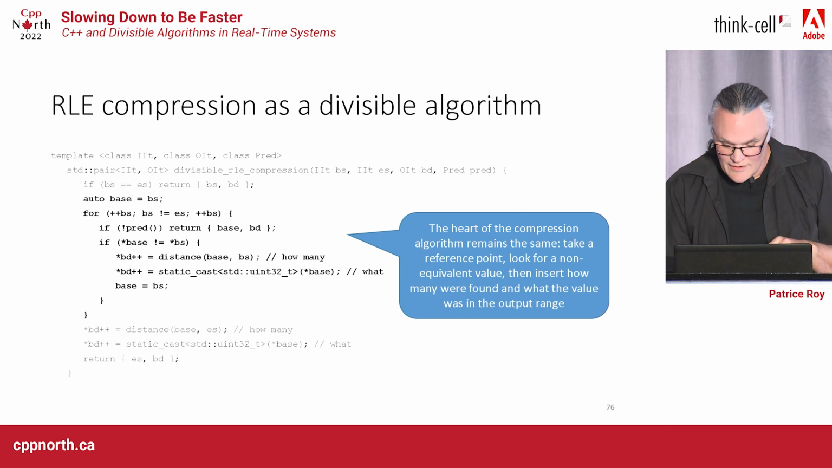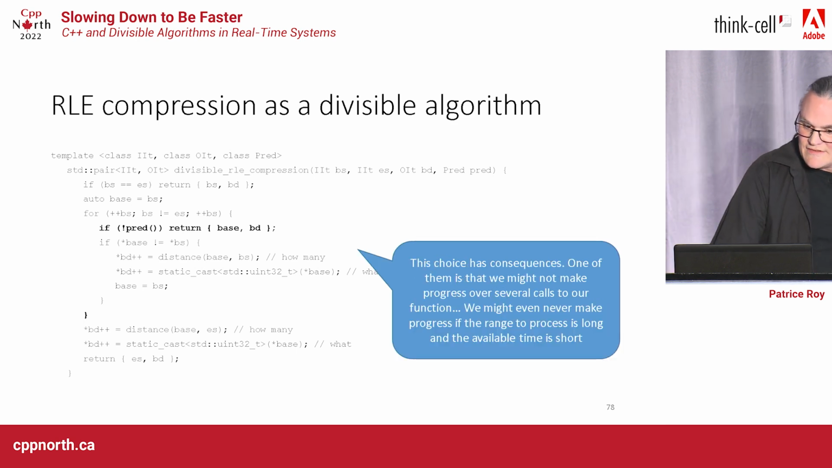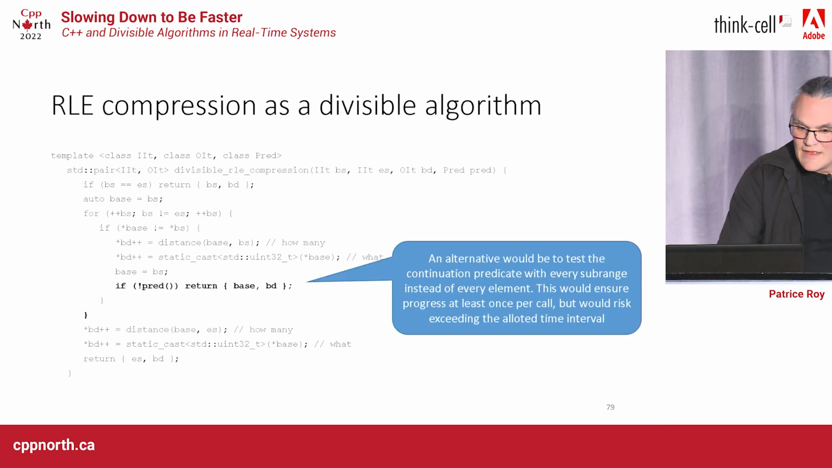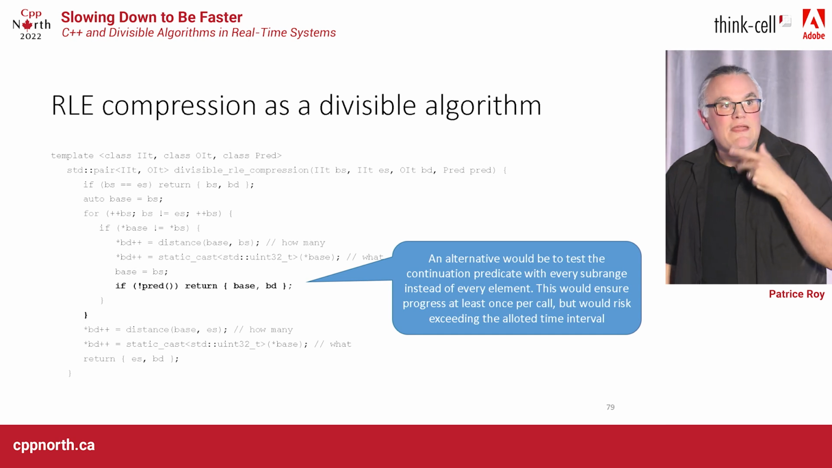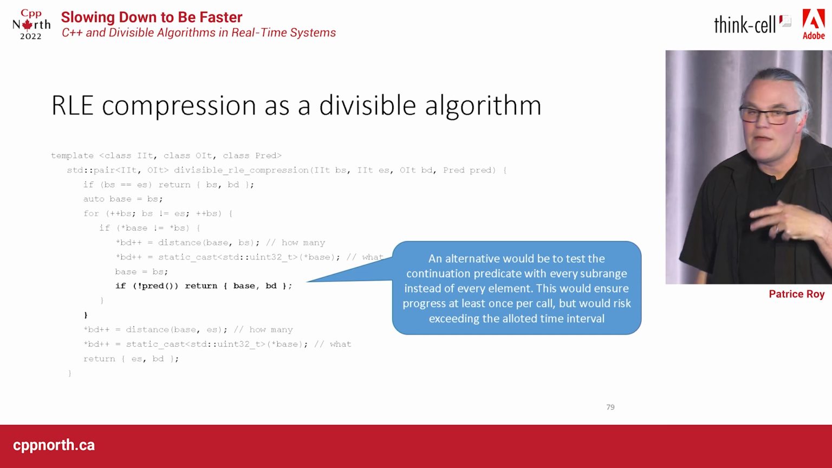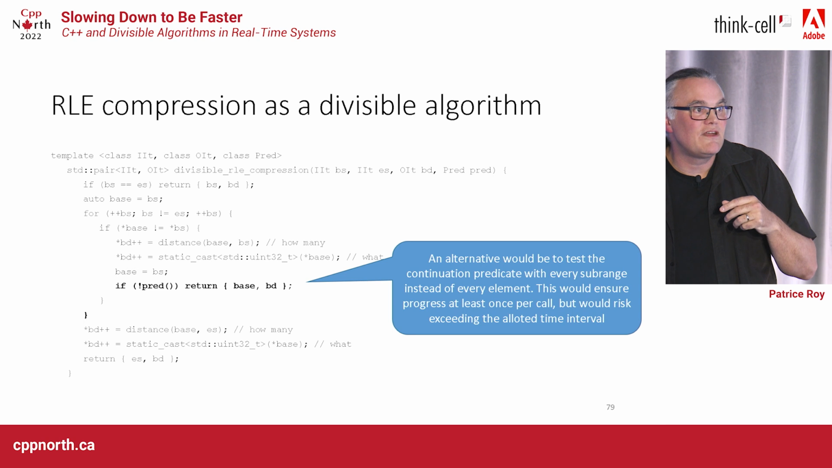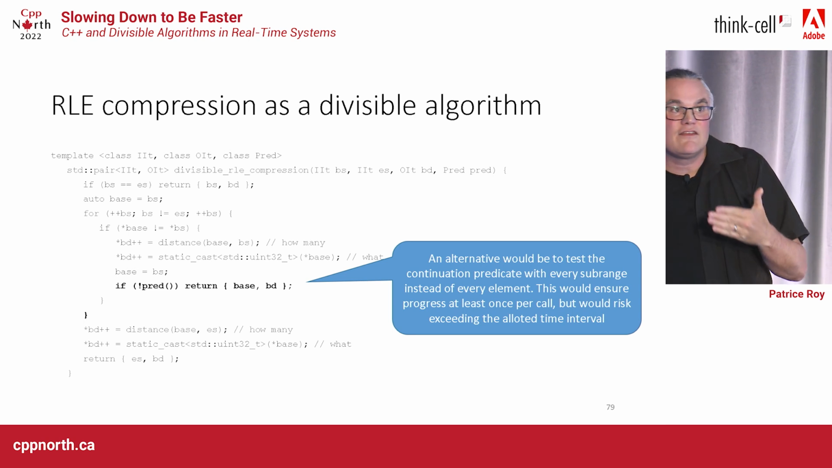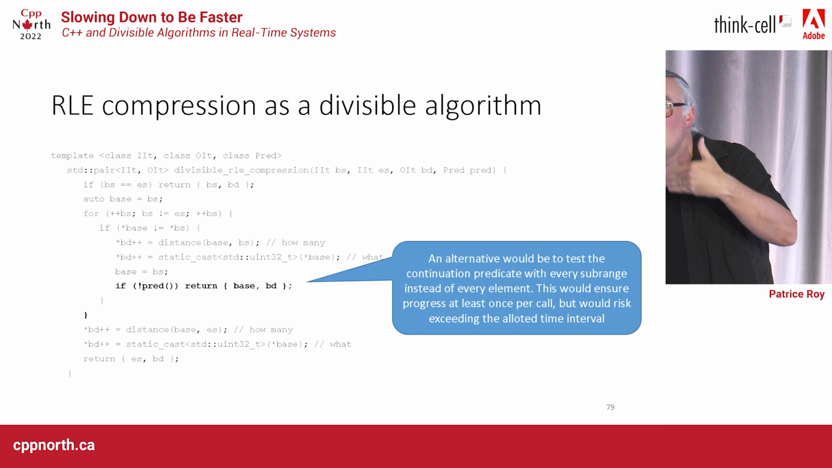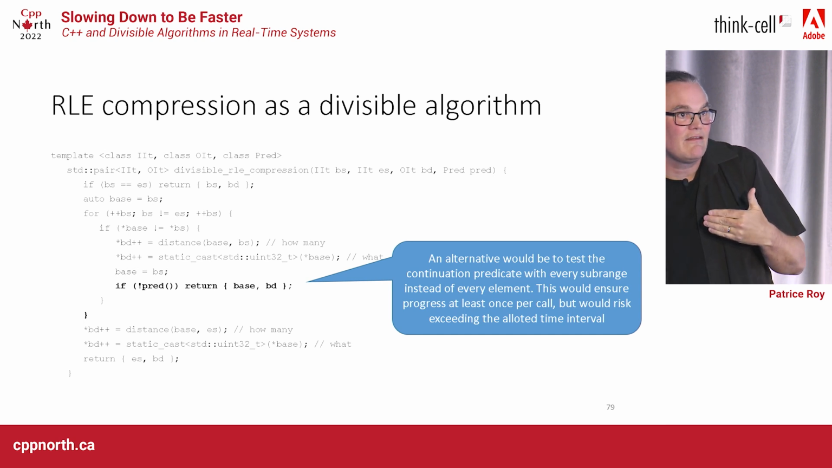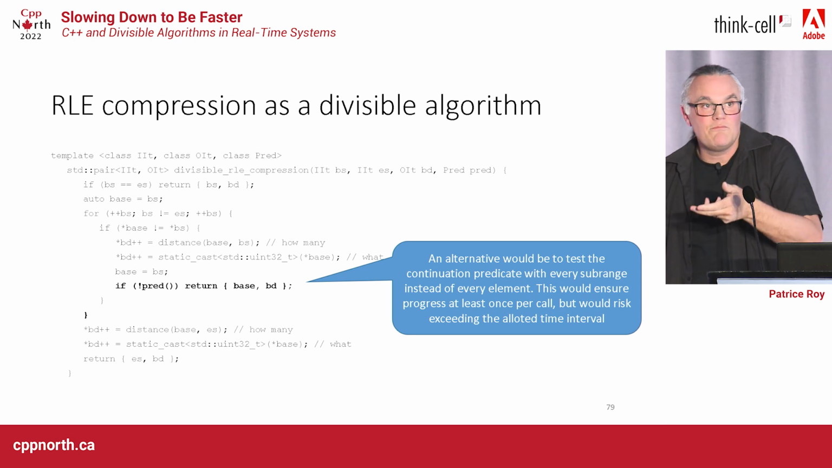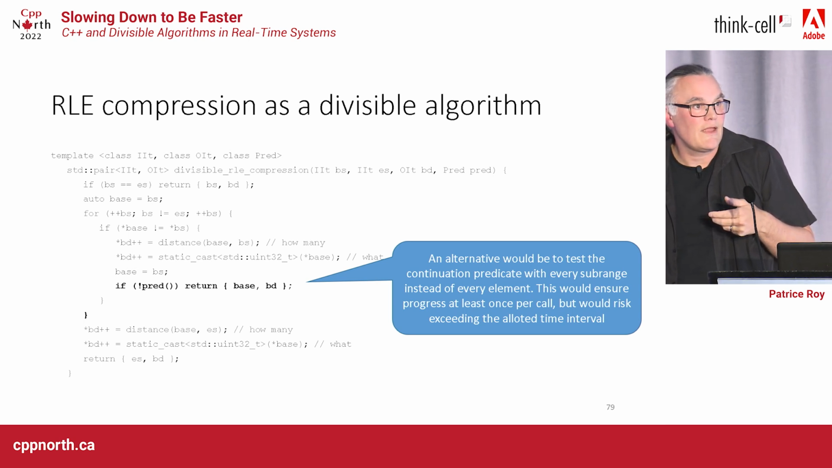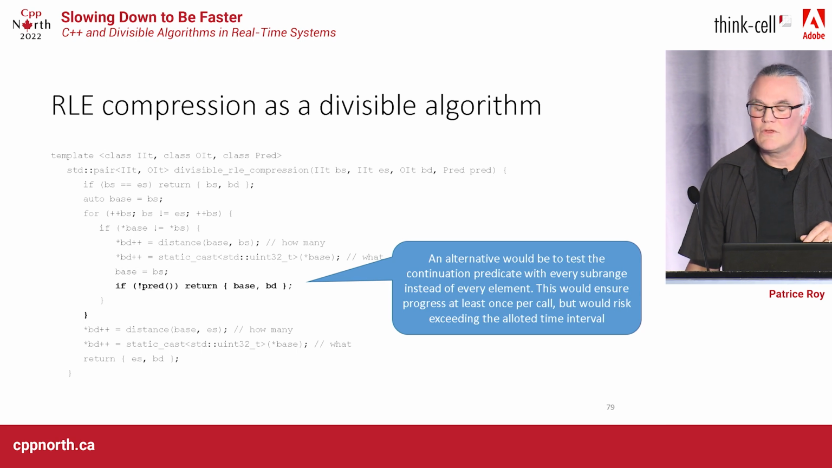Sorry for my throat. So this is where we are. This is what I just said. And it's a choice with consequences. If I put the predicate there, there are consequences to that. I would be making progress every time, but I might sometimes exceed the time that I was allocated, because if I'm on a long sequence, and it takes too much time to find the end of the current subset of elements I'm looking at, well, I might exceed the time that I have. So even though it could give better results and ensure progress, it might not meet the needs of my algorithm. Okay. Is that okay? Cool.